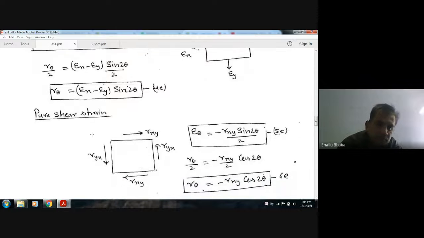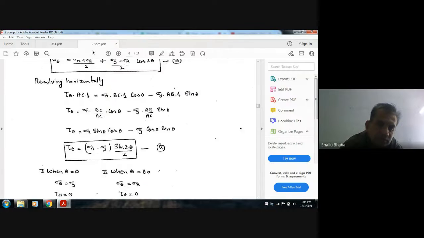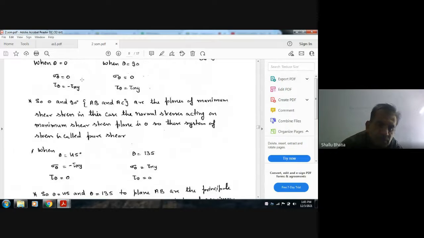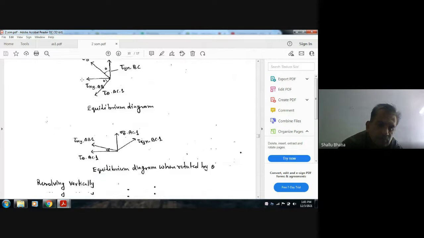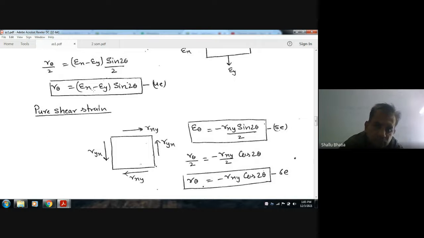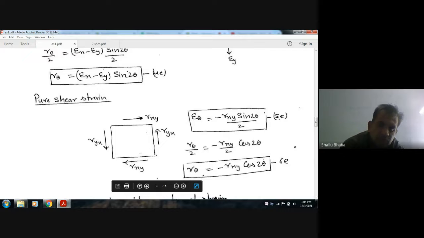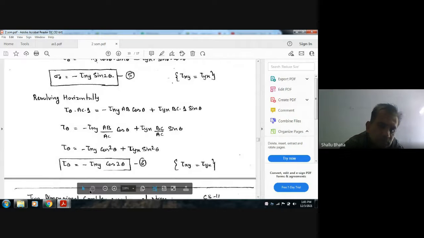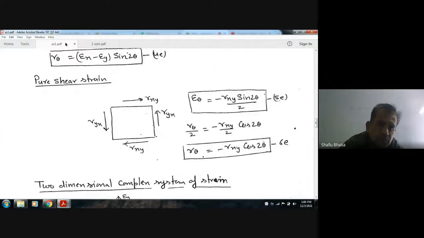Similarly, for pure shear stress, the result was sigma theta equals minus tau xy sin 2 theta. So epsilon theta equals minus gamma xy by 2 sin 2 theta, and tau theta is replaced by gamma theta by 2. The expression for shear stress was tau theta equals tau xy cos 2 theta, so gamma theta by 2 equals gamma xy by 2 cos 2 theta, and the 2s cancel out.